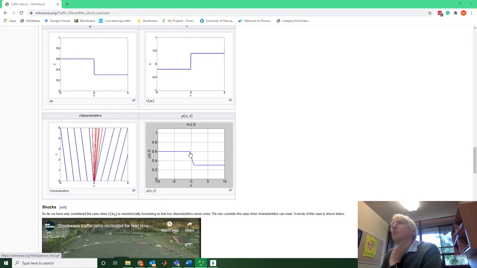But at some abrupt change in density, so you've got cars at a certain density moving slowly here, and these cars are moving faster, and then this is the region where they speed up, and it slowly smears out over time. Alright, so now the only thing we've got to deal with now is shocks, and we've finished the course.